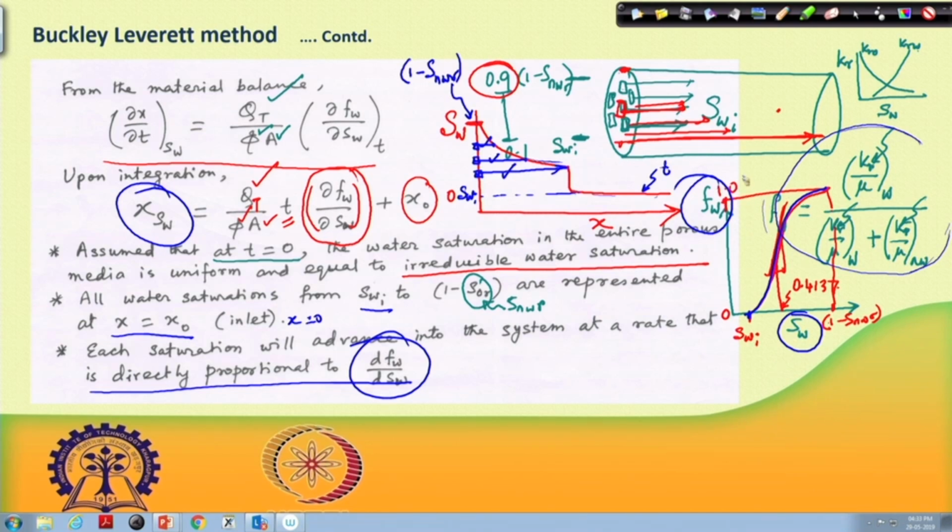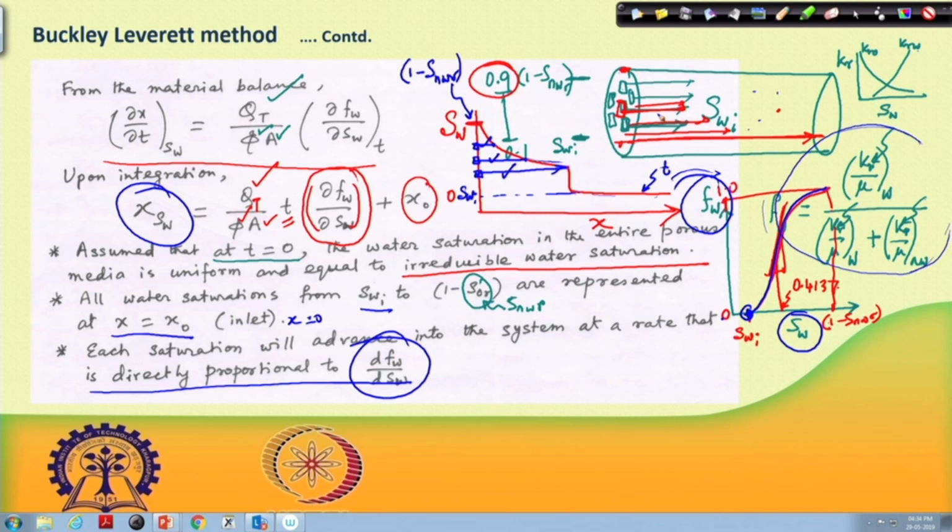FW equal to 1 means only wetting phase is flowing, no non-wetting phase. FW equal to 0 means only non-wetting phase is flowing, no wetting phase. In fact, when the saturation here is SWI, what is flowing? Only the non-wetting phase, right? The wetting phase is retaining its own saturation, it is not changing. So, what you are producing at the outlet is non-wetting phase; you are injecting wetting phase but producing non-wetting phase. Because that is the case, your operating point is here, FW equal to 0.